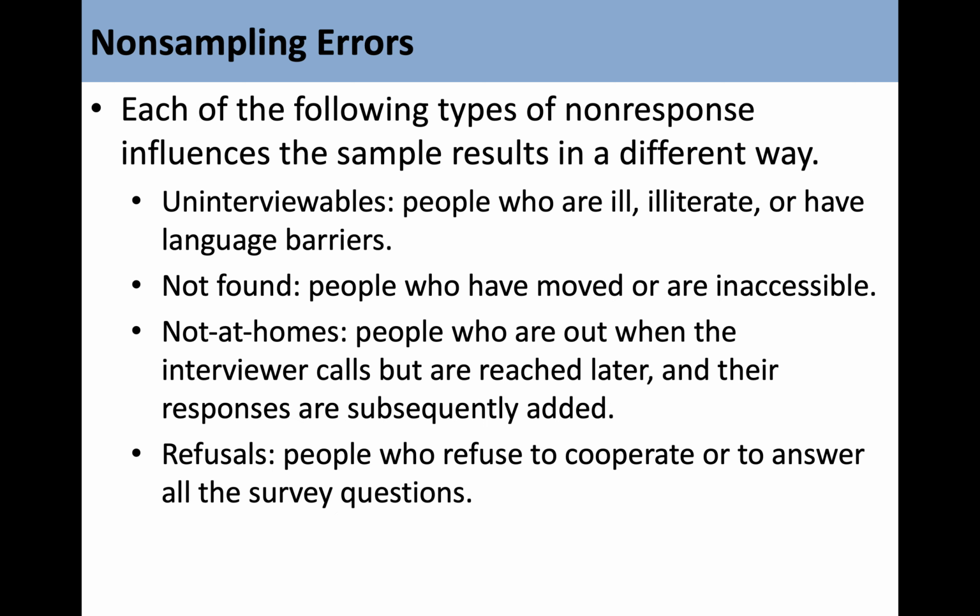Each of the following types of non-response influences the sample results in a different way. Uninterviewables, so people who are illiterate or have language barriers. Not found, people who have moved or are inaccessible. Not at homes, people who are out when the interviewer calls but are reached later and their responses are subsequently added. Refusals, people who refuse to cooperate or to answer all the survey questions.